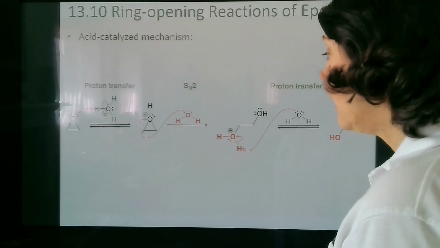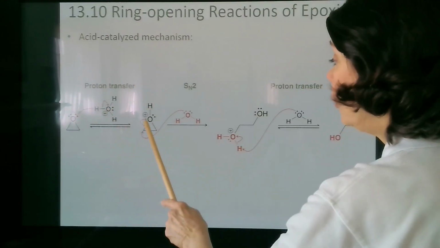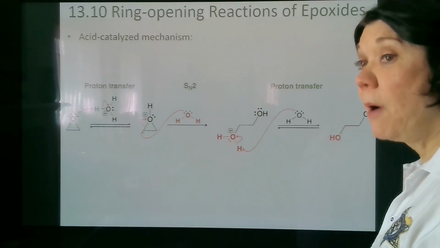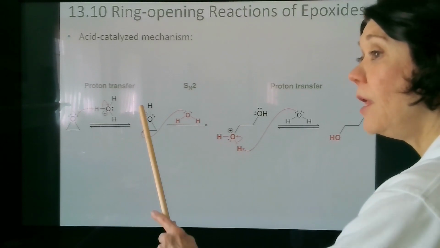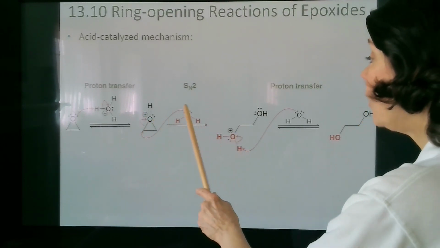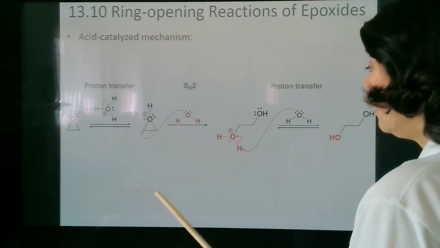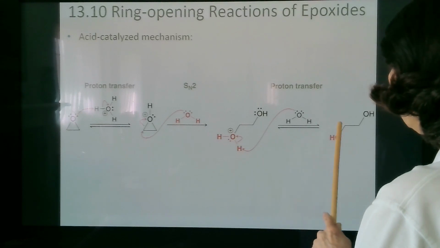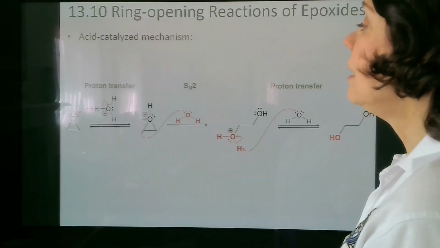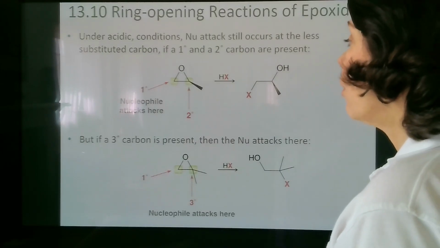So the acid catalyzed mechanism: you have protonation, then both of these carbons are partially positive, even more so than under neutral or basic conditions. And when this happens, you have attack by water at one of the carbons, and then you need simply to deprotonate to give you the product. So this is pretty simple. This is not going to create a problem.